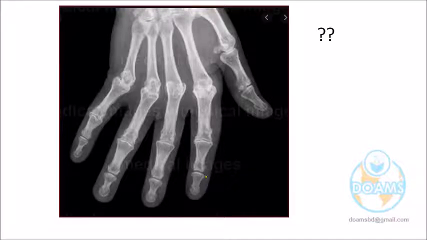This is the diagnostic clue of which rheumatologic disease in the hand?